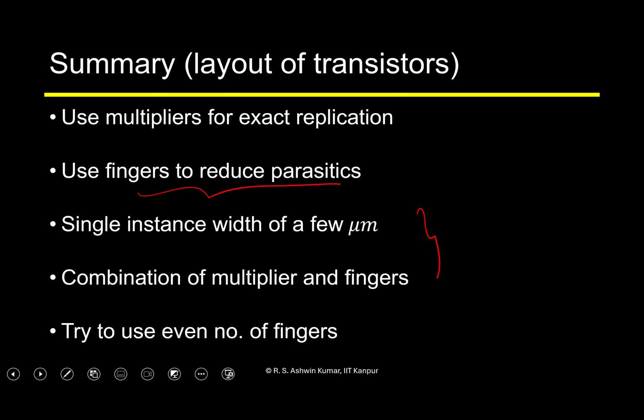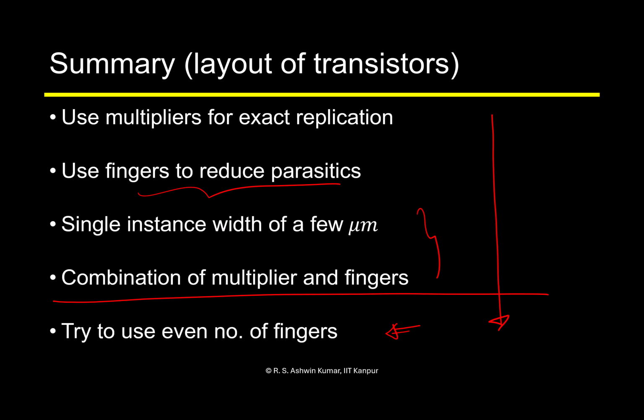And the final thing to take into account is, if possible, try to use an even number of fingers. That way, the structure will have a common centroid by default, so it helps with averaging out any linear gradients. So this is the order in which we try to do things. At least this much definitely needs to be done. The last point, you try to do if possible.